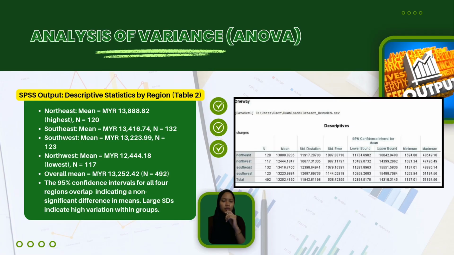At first glance, there appear to be some differences between the regions. However, if we look carefully at the 95% confidence intervals for all four groups, they overlap substantially with one another. This overlapping already gives us a preliminary indication that the differences between the regional means may not be statistically significant. Additionally, all four regions have very large standard deviations relative to their means, which suggests high variability within each region, meaning factors other than geographic location are likely driving the differences in insurance charges.